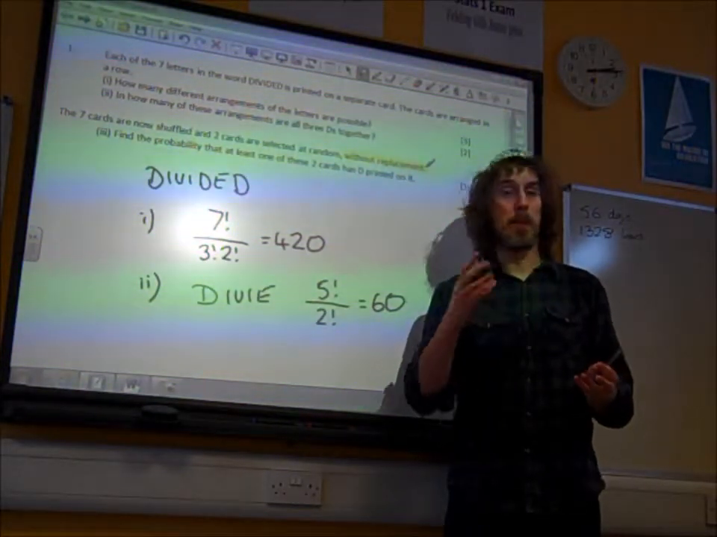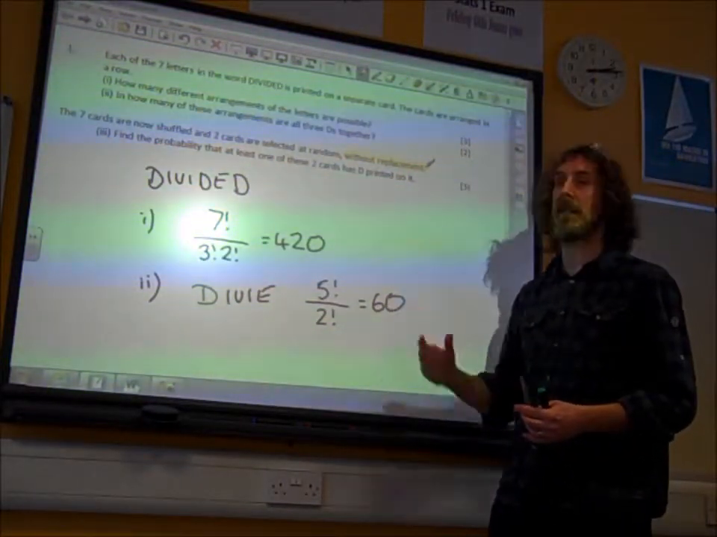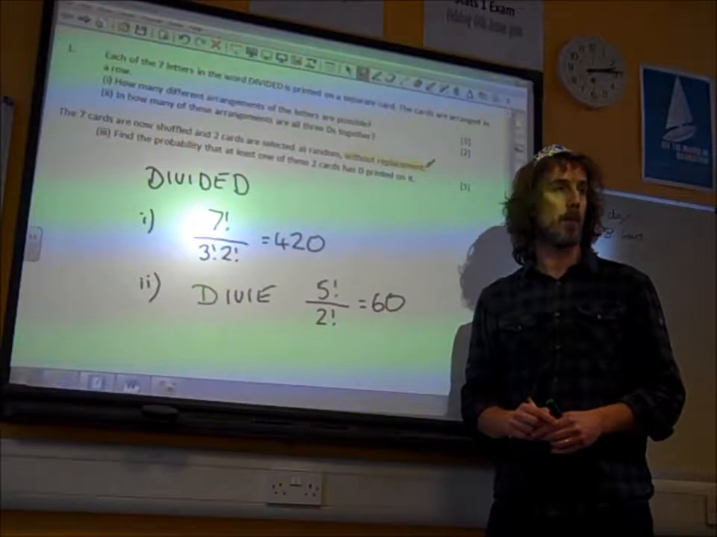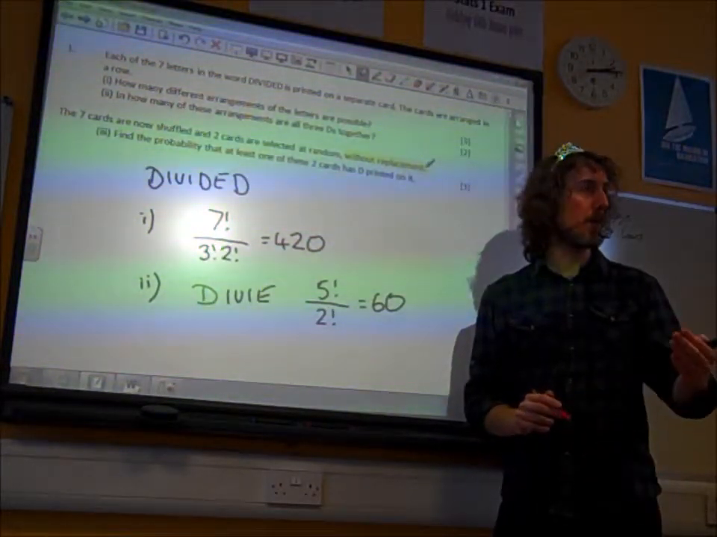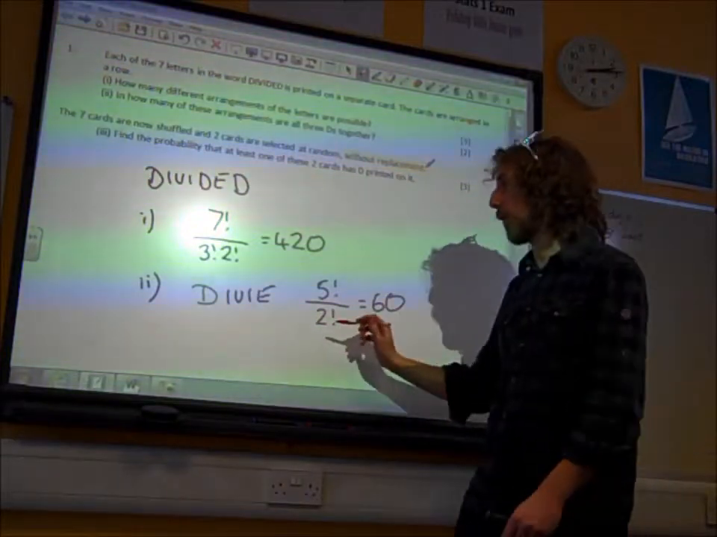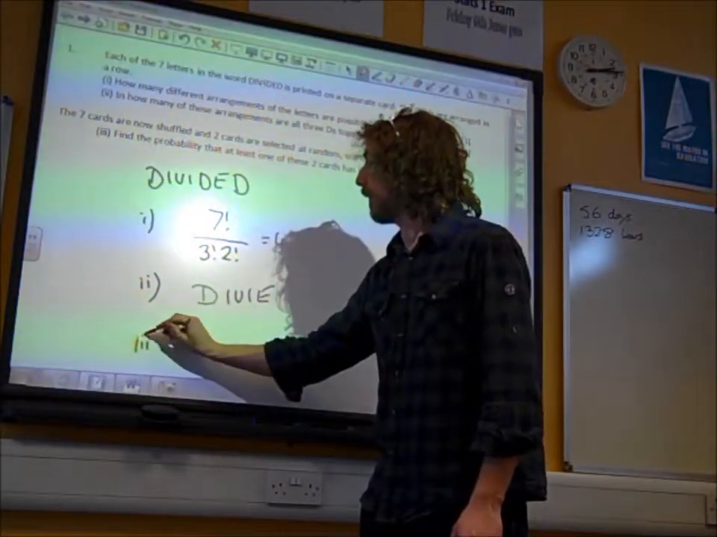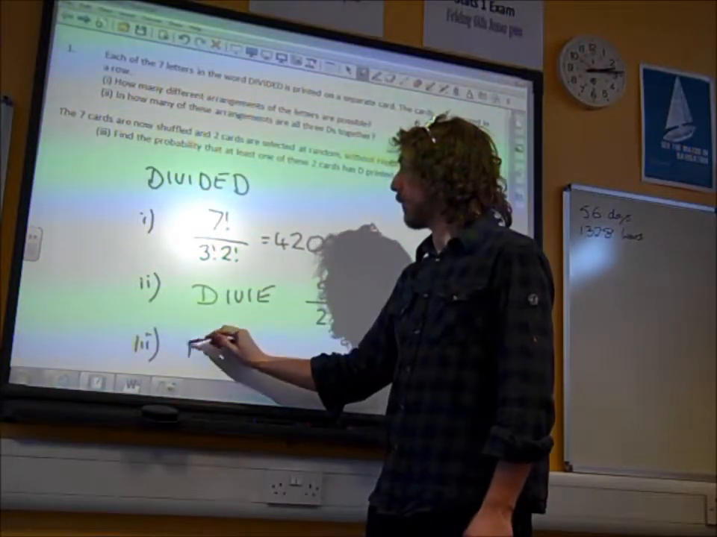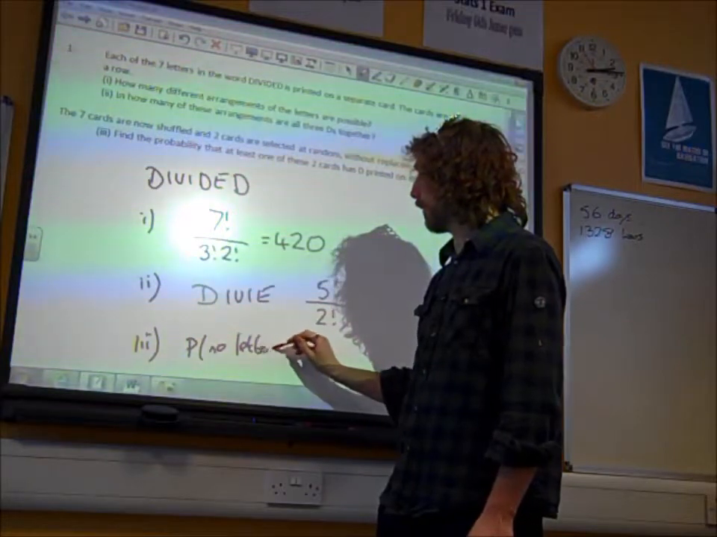So it's probably easier in this case to think, instead of what happens if at least one of these has D printed on it, what about considering if none of them have D printed on it? That's the opposite of at least one. So that's what I'm going to find out. For part 3, the probability that no letter D comes up.